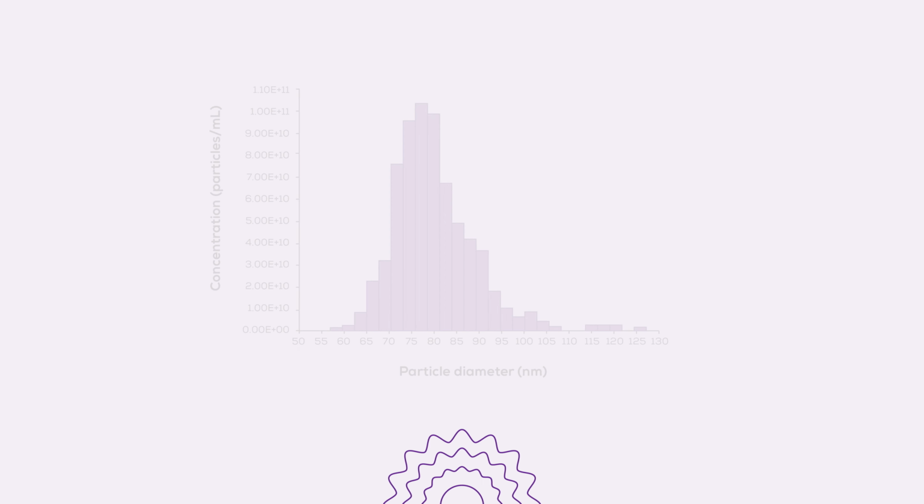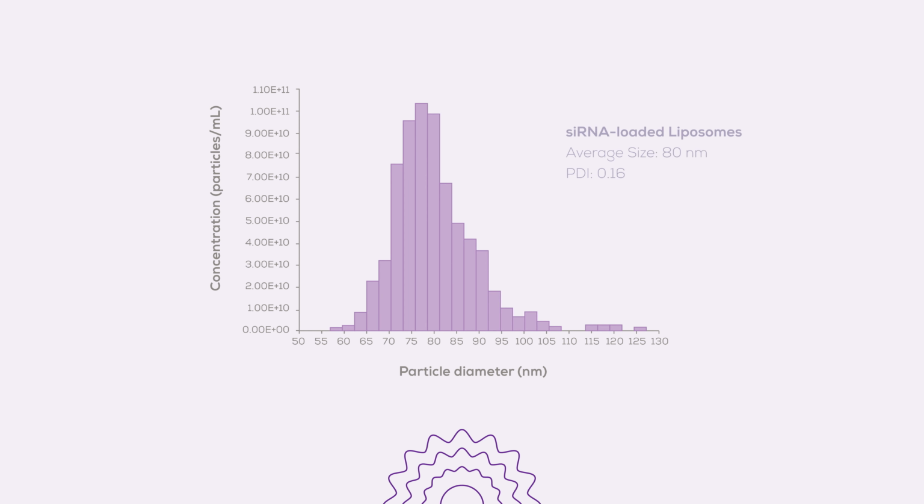But don't just take our word for it. In the development of a therapeutic against SARS-CoV-2, TRPS was used to measure the size distribution of lipid nanoparticles loaded with a small interfering RNA. From this analysis, the researchers were able to calculate a polydispersity index of 0.16 and identify a mean size of 80 nanometers. This showcases the real-world application and effectiveness of TRPS in LNP analysis.